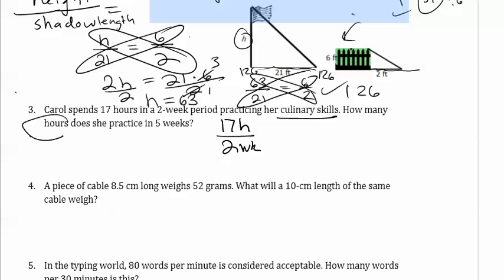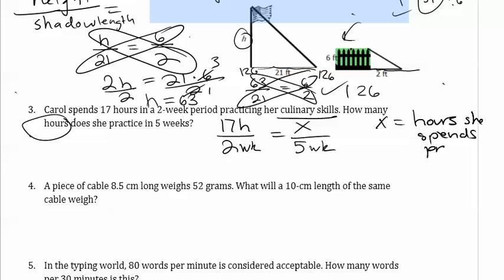How many hours, it wants to know the hours, so we'll call that X, does she spend in practice during a 5-week period? So now we have 5 weeks. So we increased our weeks. Therefore, we can probably predict that the hours she spends practicing her culinary skills is actually going to be a larger number. And so we can go ahead and define that X as hours she spends practicing.